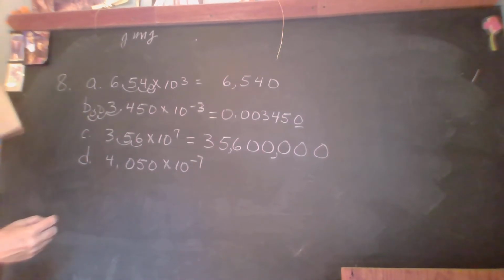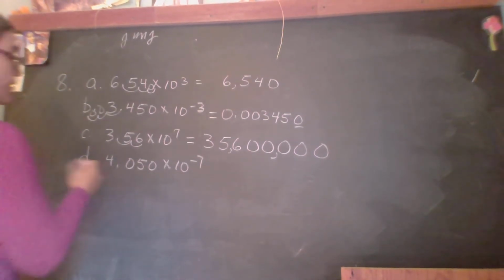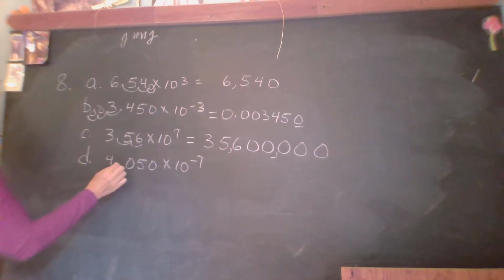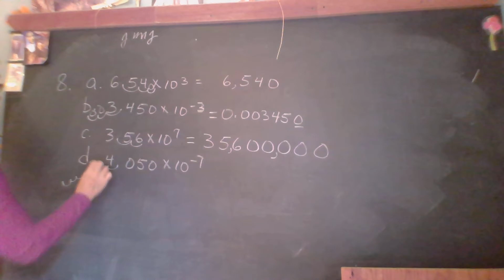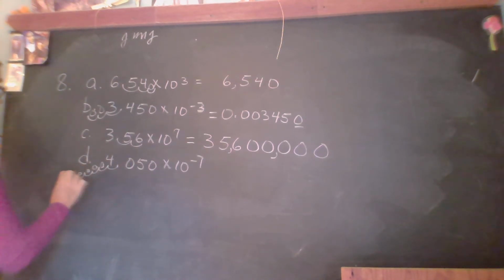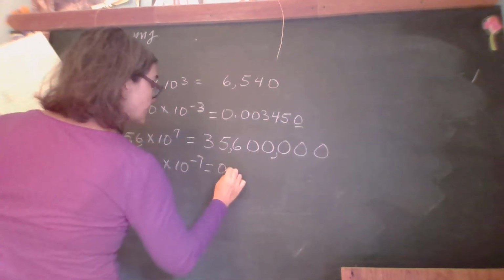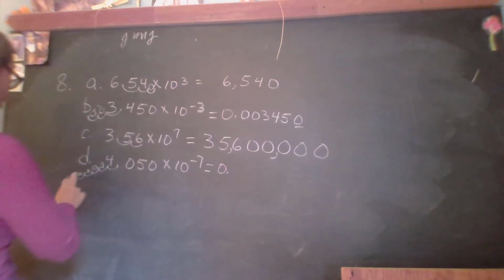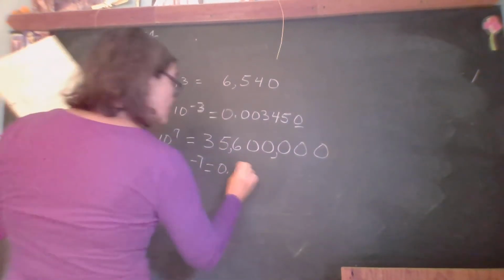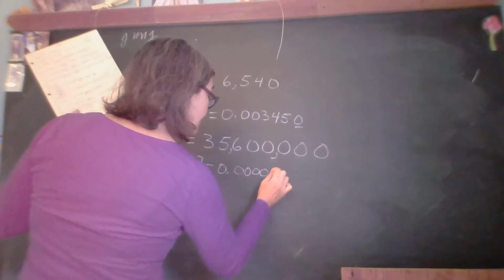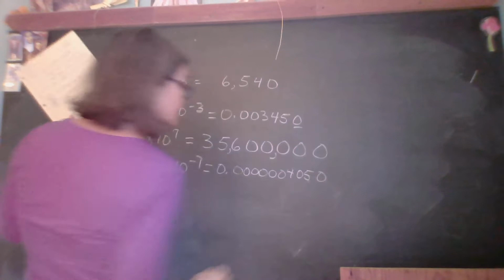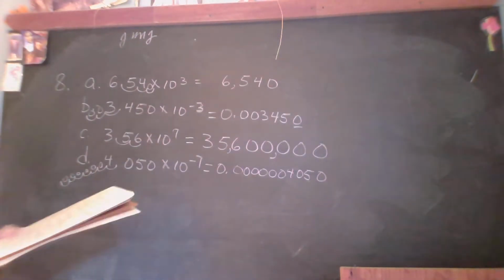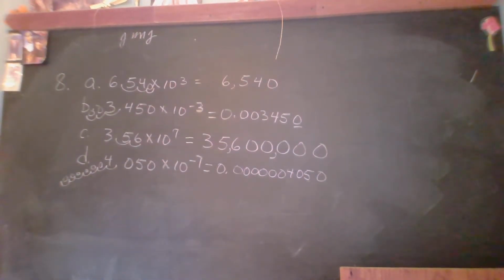Totally. Okay, so this one we're moving 7 to the left. 1, 2, 3, 4, 5, 6, 7. 0.0000004050. And that last 0 is included because it's significant. Very good. Okay. We're going to move on to number 9 and not stop the camera.